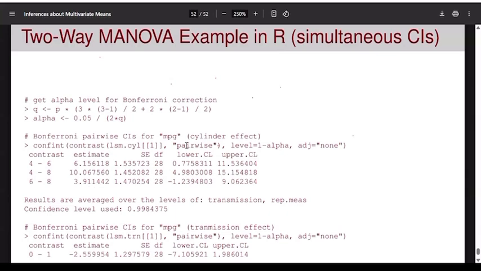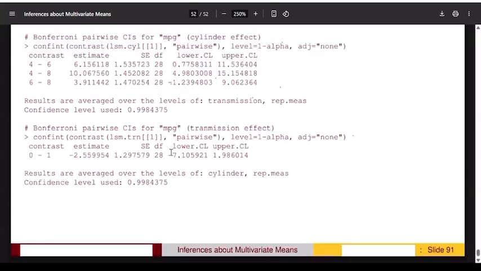Then for transmission, you're also going to do that. Don't forget, you got two categorical factors. Now, can somebody tell me why it is that we only have one comparison on that transmission? Why do we have only one pairwise comparison? Because we only have two levels. Send me a message for extra credit.